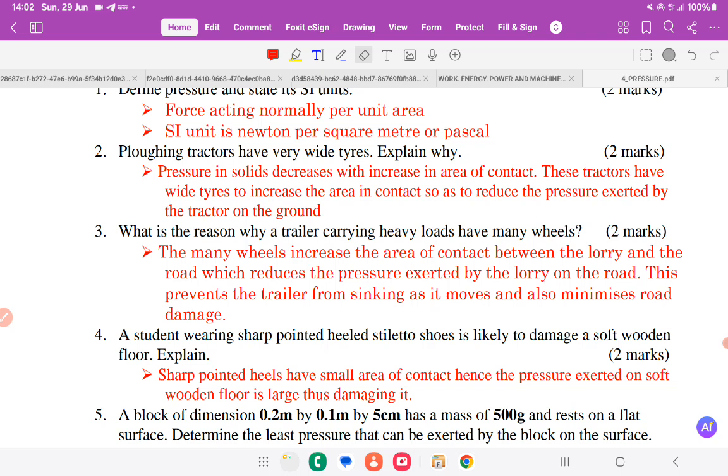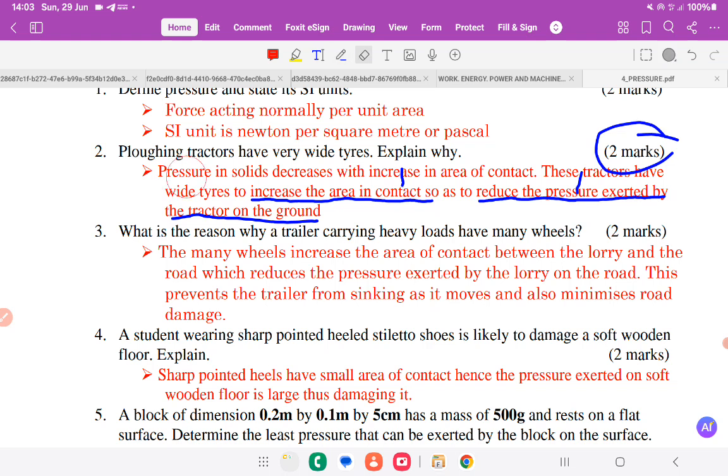ground. Where do you get your marks from? Your mark comes from saying that in order to increase the area in contact, and then to reduce the pressure exerted by the tractor on the ground. So you have one mark for saying this and another mark for saying that. That's why you have 2 marks there. The other sentences, like the first part, may not be that important.